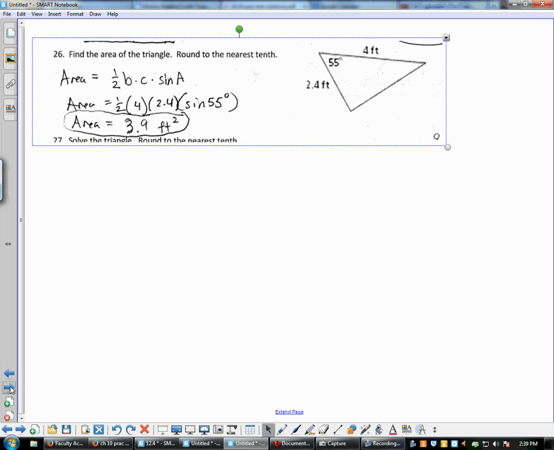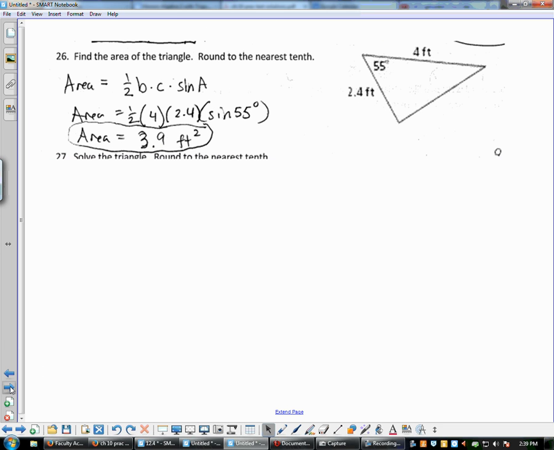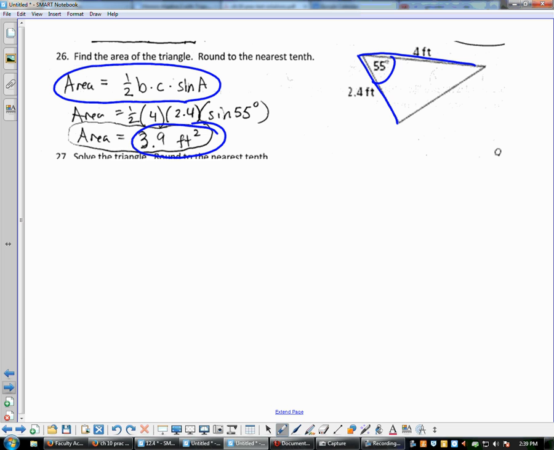All right, now we get into some problems using law of sines and law of cosines. For this one, it says find the area of the triangle, round to the nearest tenth. We have this formula for the area of a triangle. We would use this if we were given a side angle side situation like we are here. Side angle side. So it's 1/2 one side times the other side times the sine of the included angle. 1/2 BC times sine of A. When we work all that out on the calculator, we get 3.9 square feet.